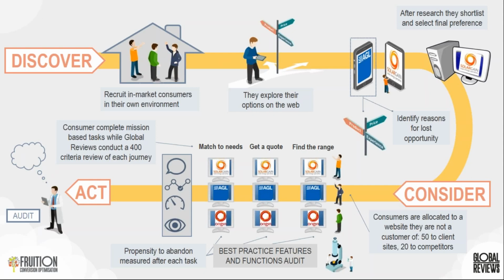The features and functions audit is made up of around 450 different criteria and is weighted in terms of importance during the journey as the person's completing different things on the website. It is Global Review's IP, and it is something that we started off with when Global Reviews launched in 2000, in terms of identifying and measuring best practice features and functions across multiple different websites in multiple different industries.